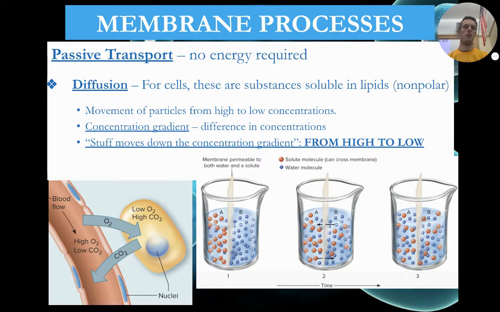So the difference in concentrations on either side of the membrane is known as a concentration gradient. And the solute will move down the concentration gradient from a high concentration to a low concentration. All right, so because of the force that is there, kind of pushing the solute from a high concentration to low concentration, no energy is required here.